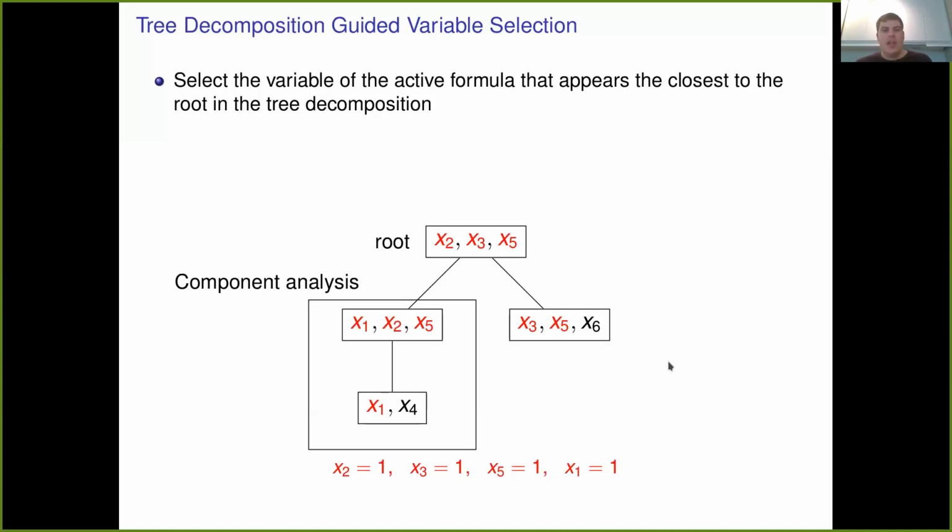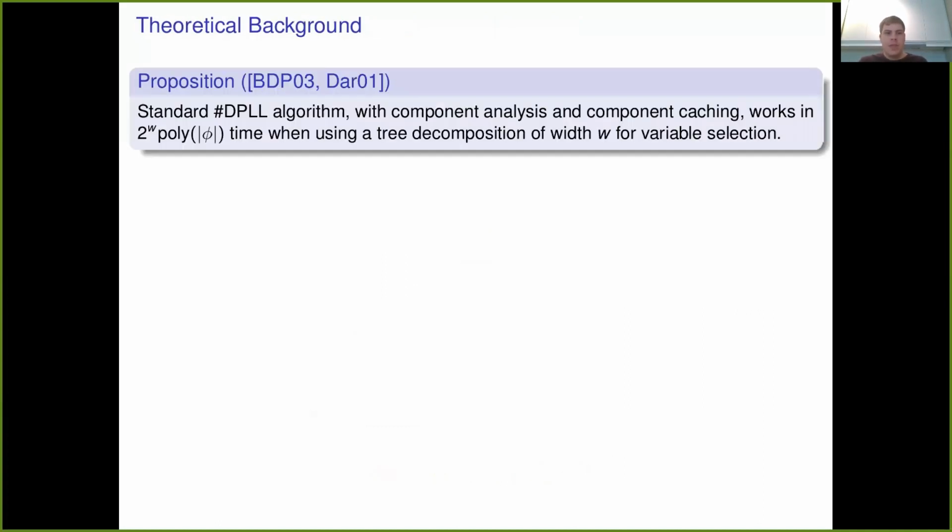Okay, so this is tree decomposition kind of variable selection, and basically it's quite well known that this standard DPLL, Sharp DPLL algorithm, like what Sharpshot does, if it implements component analysis and component caching like Sharpshot does, it works in time 2 to the 3 width times polynomial in the size of the formula when we use tree decomposition of width W for doing this variable selection.